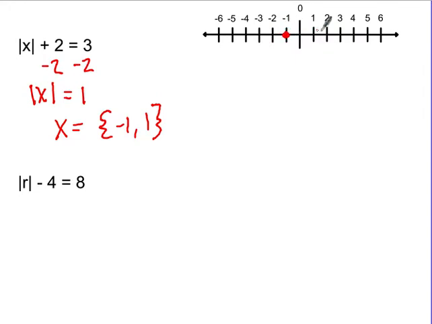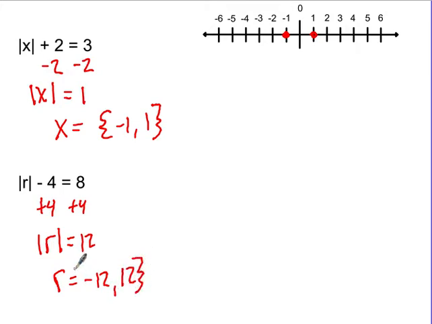So we would graph that at negative 1 and positive 1. Simple enough. Okay, so add 4, absolute value of r equals 12. So r is negative 12 and positive 12. Don't forget the brackets, guys, like I almost did there.